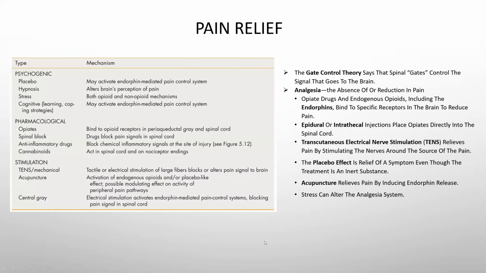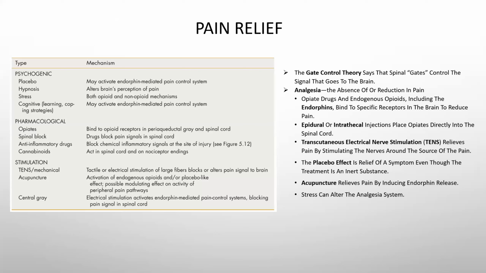And now pain relief. Because pain is, like I mentioned, so multifarious, there's a lot of different ways that we can relieve the pain as well. Okay. So if you look at psychogenic, we can relieve pain through placebos, through hypnosis, okay, through decreasing stress. We can do it through cognitive means. We can do it through biofeedback, relaxation training, all those kinds of things.